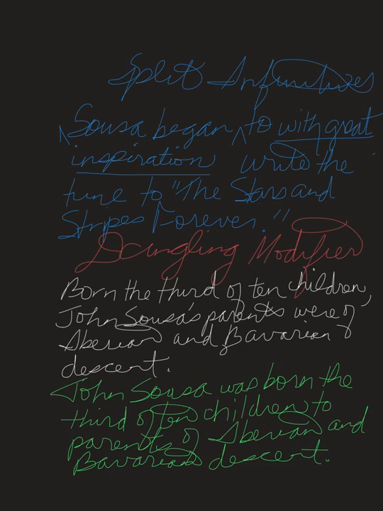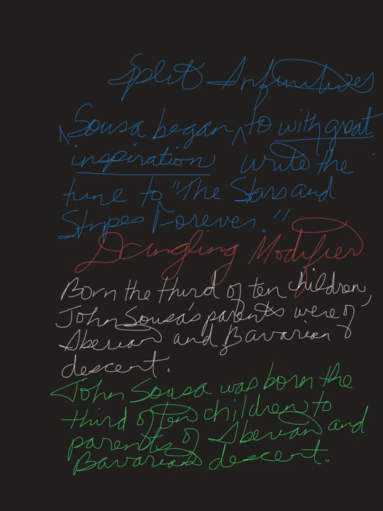Remember, we've talked about how adjectives need to describe concrete nouns. Well, this is the case of an adjective phrase, usually, that does not. Okay? This is a participial phrase, this first one here. Born the third of 10 children, John Sousa's parents were of Iberian and Bavarian descent. The noun closest to this phrase at the beginning of the sentence is parents. His parents were not born the third of 10 children. What it's trying to say is John Sousa was born the third of 10 children.